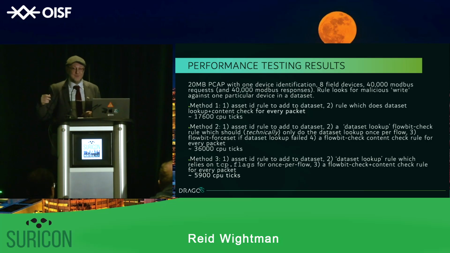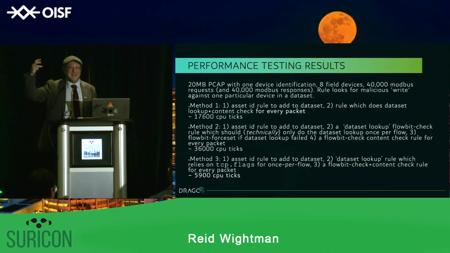So method one was that very first method I talked about, where I just had the dataset add fingerprinty rule and then the dataset lookup content match rule. That used 17,000 CPU ticks. Method two was 4 rules. It had the fingerprint rule, and then it had the 2 flowbit rules for doing the only-do-the-dataset-lookup-once thing, and then finally the content check rule that used that flowbit to decide whether the thing was actually an attack.